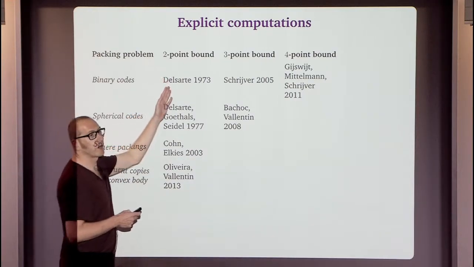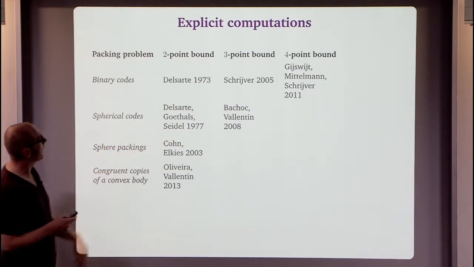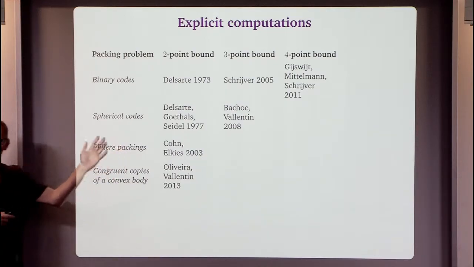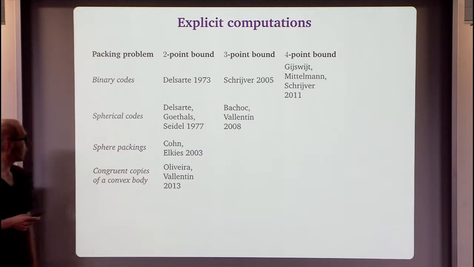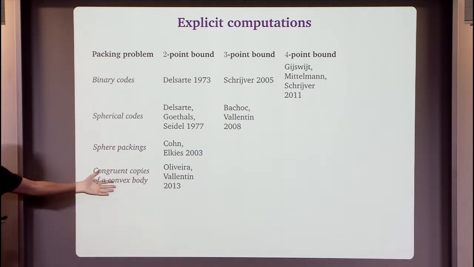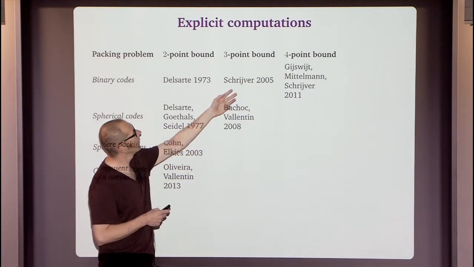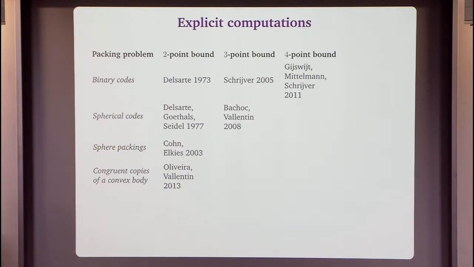Then 2-point bounds. The first step of Lasserre's hierarchy was computed by Delsarte for binary codes, by Delsarte, Goethals, Seidel for spherical codes, and by Cohn and Elkies for sphere packings, proving almost optimality of the E8 and Leech lattices. And then we could generalize this together with Fernando Oliveira to convex bodies. Then 3-point bounds have been worked out by Schrijver in 2005. The 3-point bound lies somewhere between Lasserre 1 and Lasserre 2, probably closer to Lasserre 1, but it's strictly stronger than Lasserre 1.